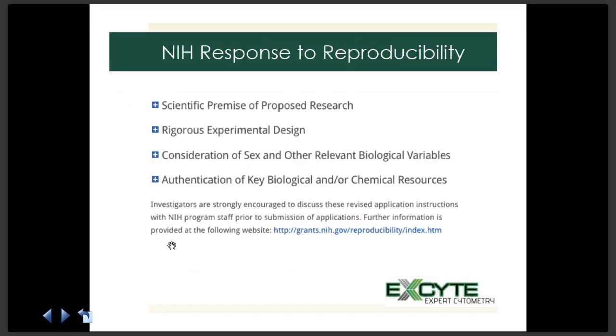So this got everyone's attention, obviously, and NIH in the US has established a response to the reproducibility crisis, and they've added several requirements that you must report on as a scientist publishing or submitting a grant, an R01 or P01 or any of the other grants. And these include 4 very specific areas: the premise of the research, how the experiments were designed, consideration of different biological variables, and importantly, the authentication of key biological and chemical resources. So these are very broad-based topics.